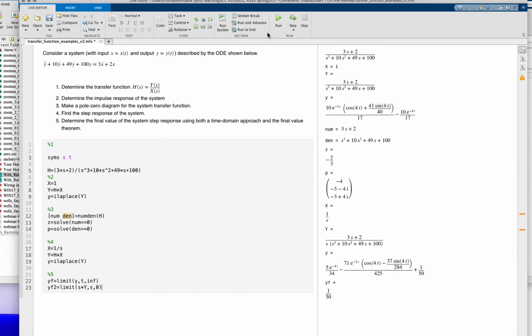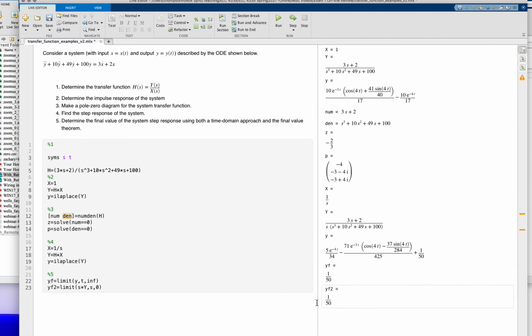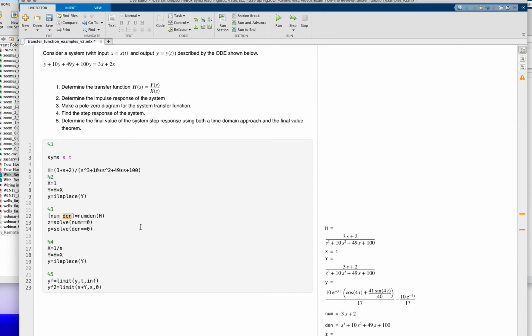When I run that, I get yf2 giving me the same answer because all the terms in this decay properly, which is where the final value theorem will work. The final value theorem does not work if the function does not have a limit, like if it's shooting off to infinity. It'll still give you an answer, but it gives you the wrong answer. All right, so that's an example of some stuff I'd like you to be able to do whenever we work together on our online exam next week.